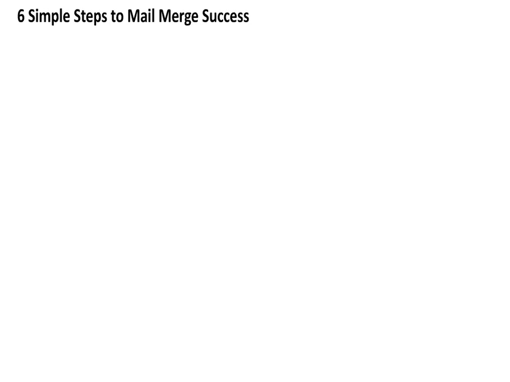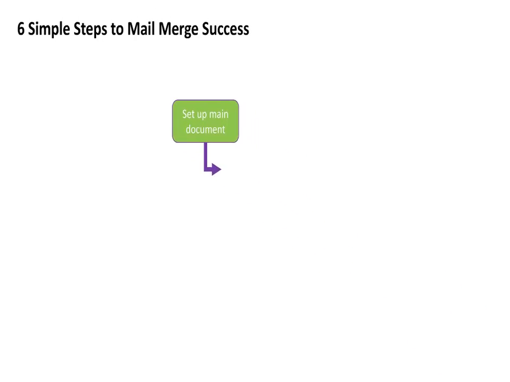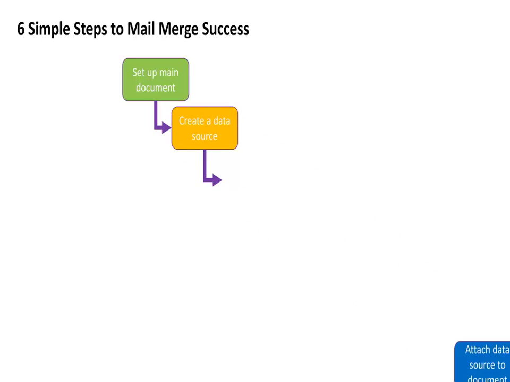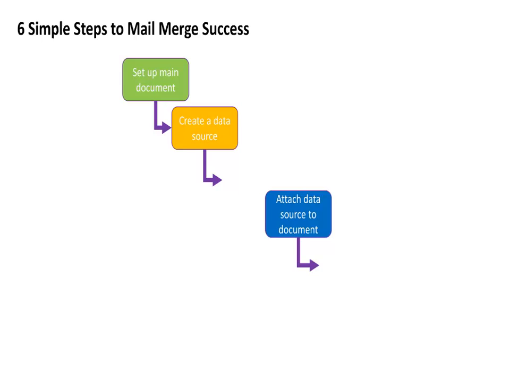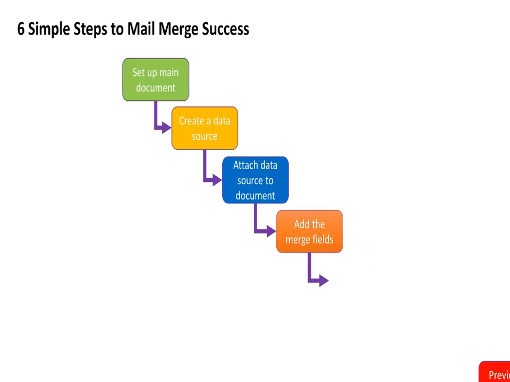So, the 6 simple steps to Mail Merge are: Step 1. Set up main document. Step 2. Create a data source. Step 3. Attach the data source to the main document. Step 4. Add fields. Step 5. Preview the results. Step 6. Print documents.